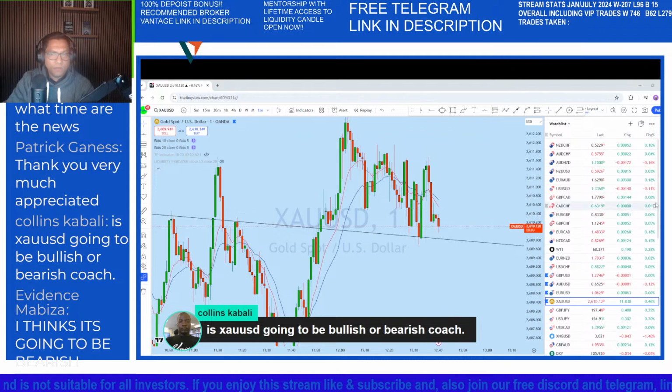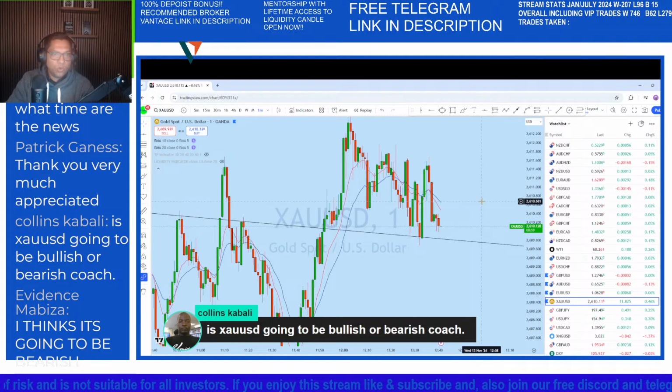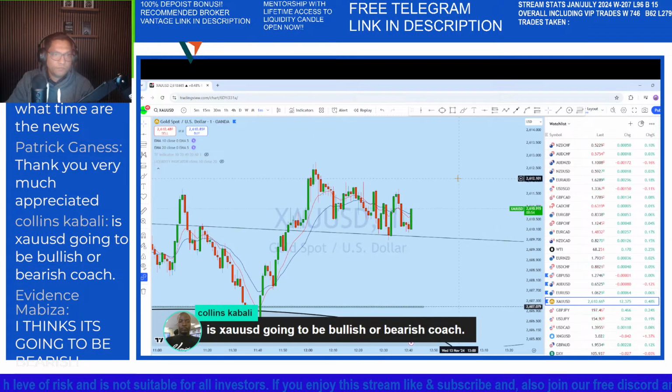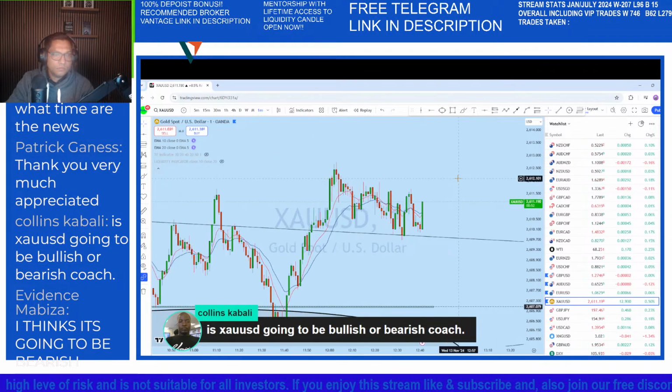We see there is a liquidity flow here in this 1 minute time frame, and that might lead the price back to the downside.